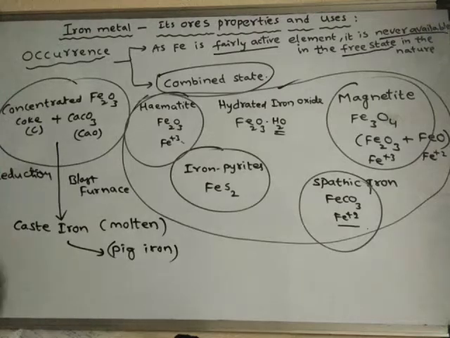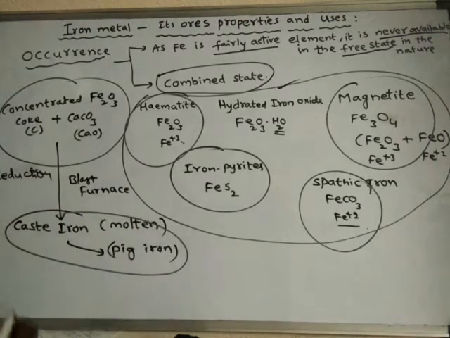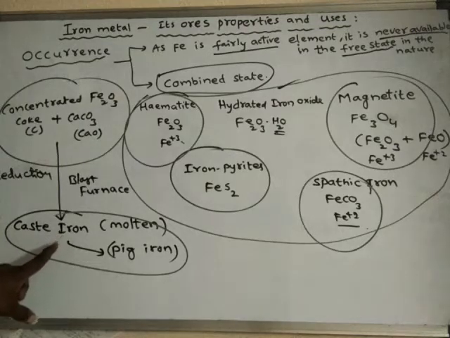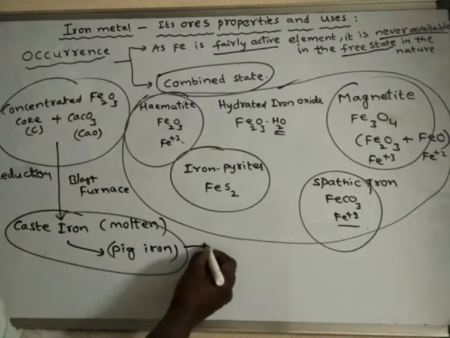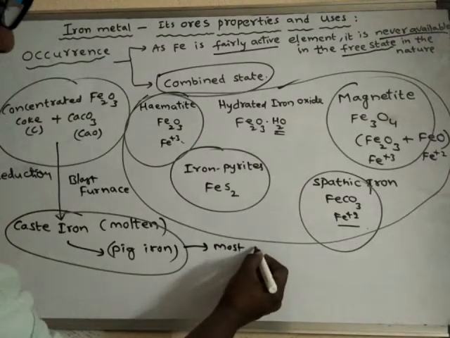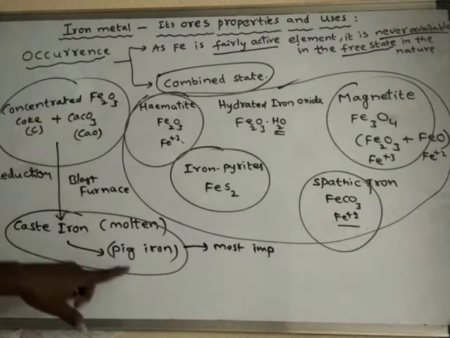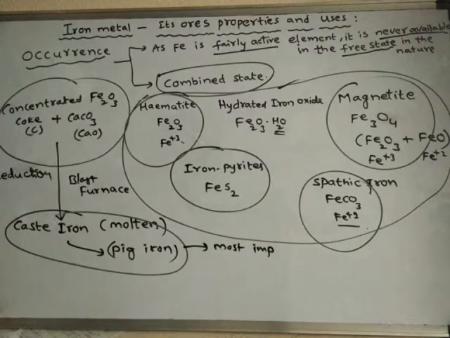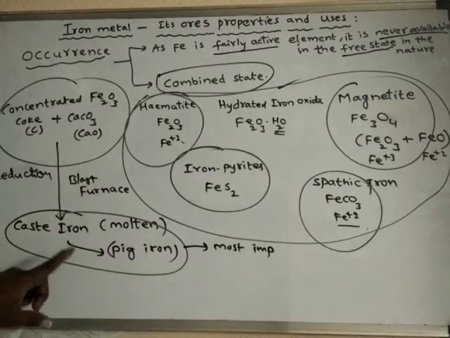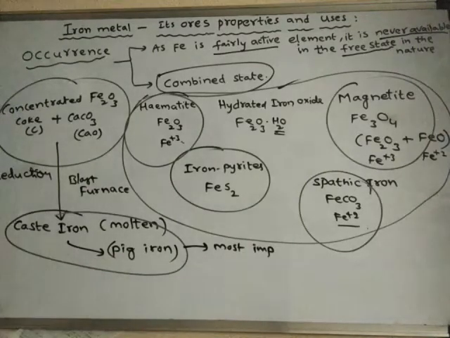Now this cast iron or pig iron has some impurities. It is not the pure form of iron. So the most impure form of free iron is cast iron. This cast iron is purified and we get pure iron. It is the most impure form because it has so many impurities like carbon, nickel, chromium, manganese, sulfur, phosphorus, etc.